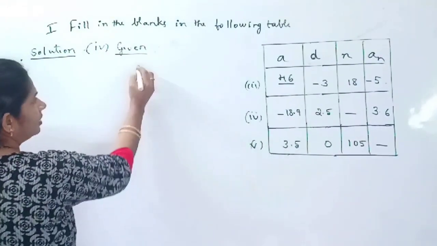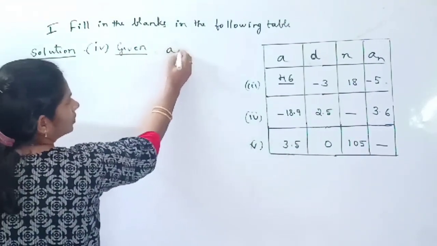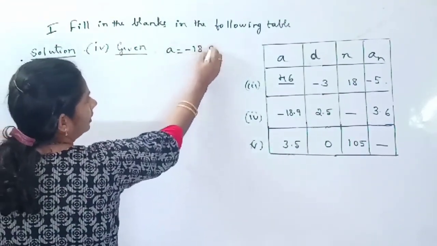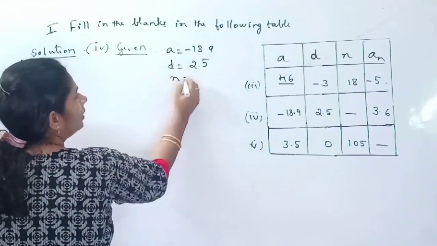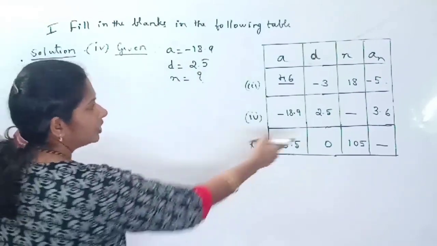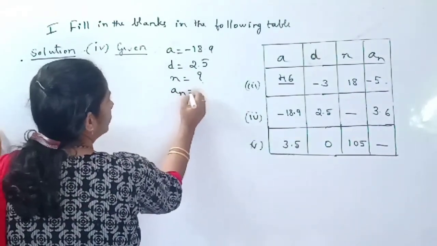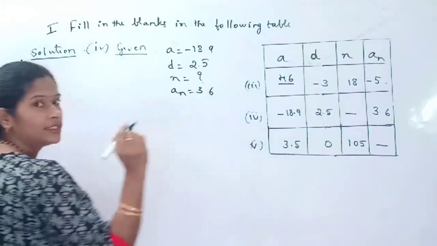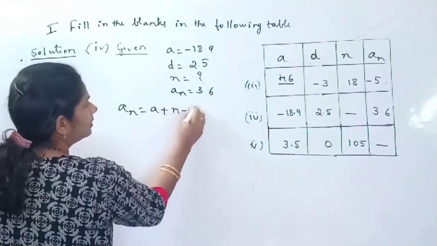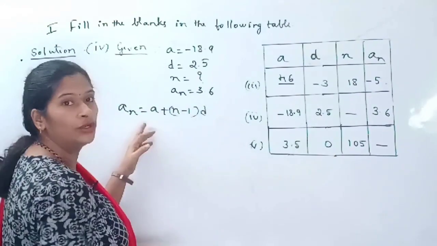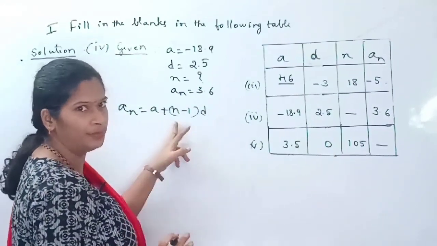So what is given, children? A value they have given is minus 18.9, D value is 2.5, N value we don't know, you have to find out, and AN equals 3.6. First write the formula: AN equals A plus (N minus 1) into D. This is the formula to find the nth term of an AP.